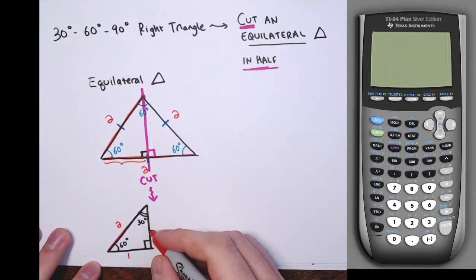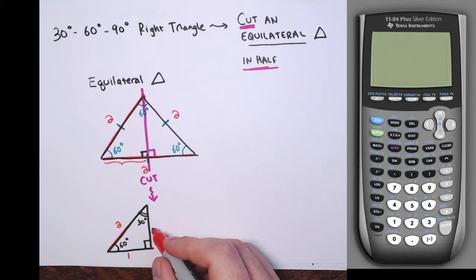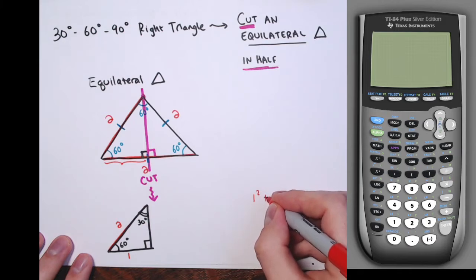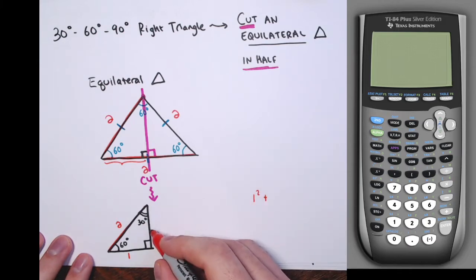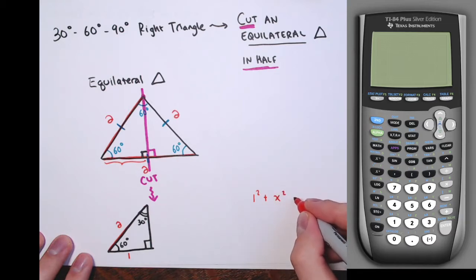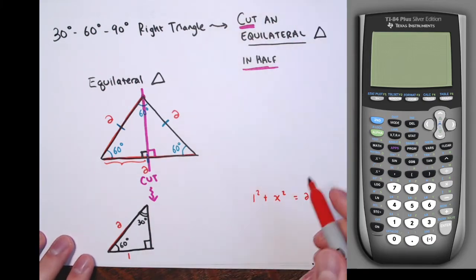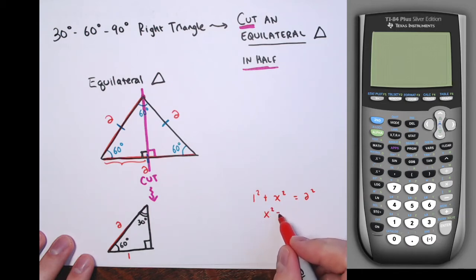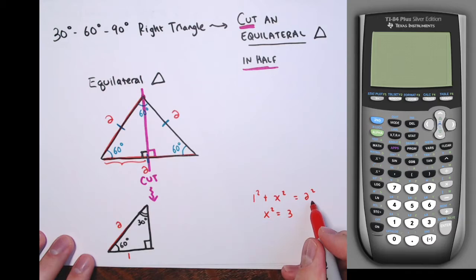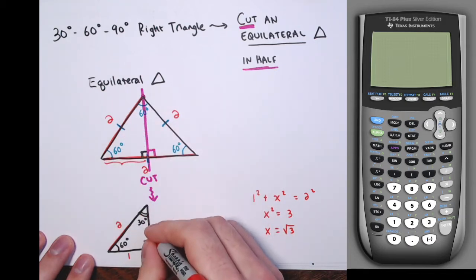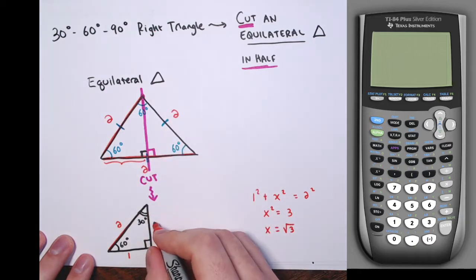All right, and then we can use the Pythagorean theorem to find the length of this side. So 1 squared plus x squared. I don't know this other leg, so say x squared must be equal to the hypotenuse squared, 2 squared. And I can do this because it is a right triangle. I can use the Pythagorean theorem. So 1 plus x squared equals 4. Subtract 1, x squared must be 3. So x must be the square root of 3 units long. So the height of the triangle is the square root of 3 units.